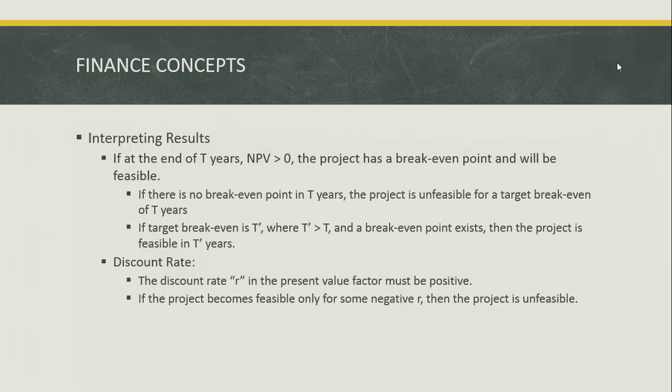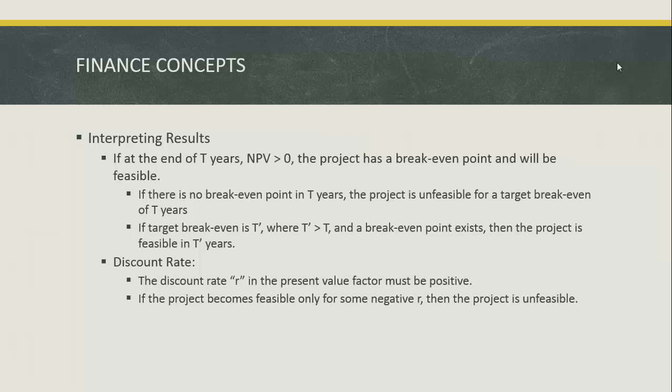How will you interpret the results that you get? If at the end of T number of years, your NPV is positive, then the project has a break-even point and will be feasible. If at the end of T years there is no break-even point, which means that the net present value is negative, the project is unfeasible for a target break-even of T years. The time frame T is usually decided before the implementation of the project. For you, it will be provided in the assignment.